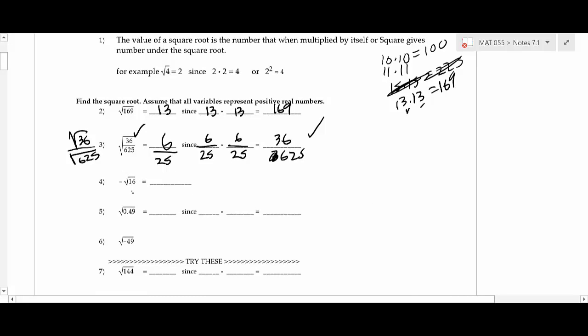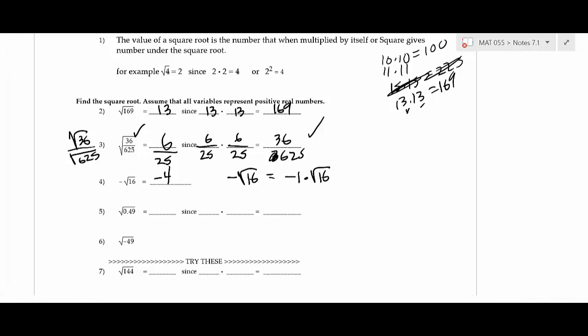What's the square root of 16 in your head? 4. Okay, notice this has a negative in front, so that means the answer is negative 4. When you see something like this, negative square root of 16, what it really means is negative 1 times the square root of 16. Square root of 16 is 4, but 4 times negative 1 is negative 4. Okay, like that. Okay, next one.